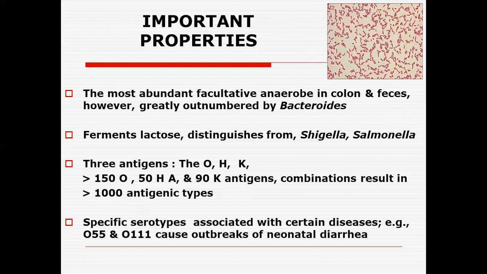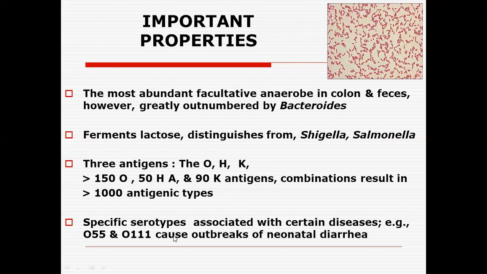This means that based on somatic antigen differences, flagellar antigen differences, and capsular antigen differences, we have more than 1,000 species of Escherichia coli which are antigenically different. So we have a huge number of Escherichia coli serotypes or genotypes.